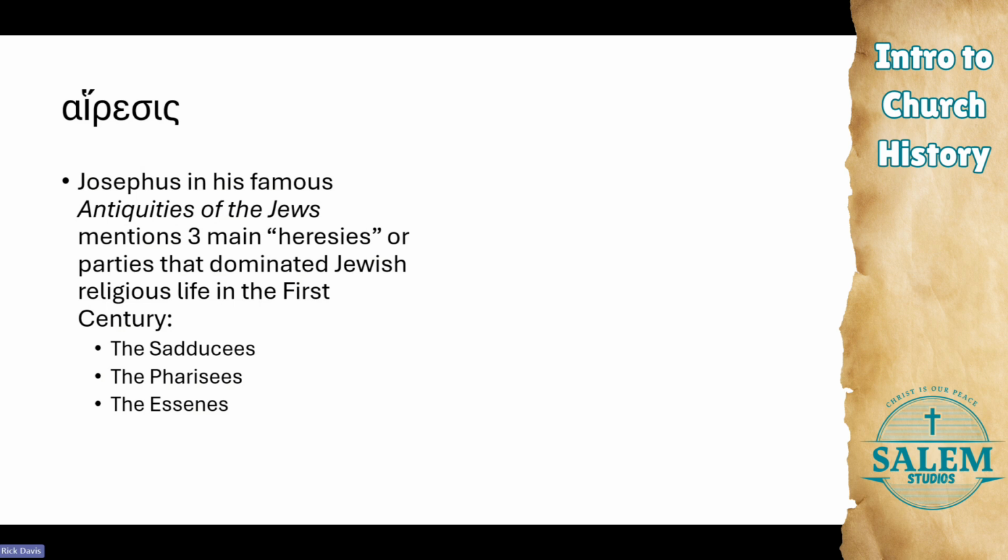Josephus, in his famous Antiquities of the Jews, mentions three primary heresies, or parties, that dominated Jewish religious life in the first century. Of course, Josephus is writing in Greek. You have probably heard of at least two of these and maybe a third. We have the Sadducees, the Pharisees, and the Essenes. And so we'll begin with the Sadducees.